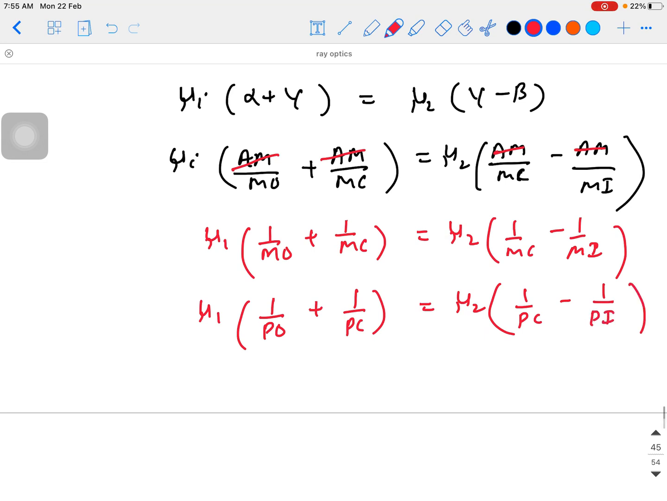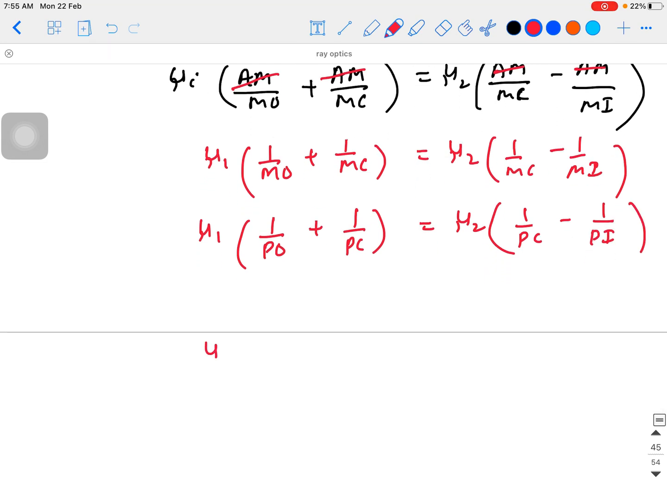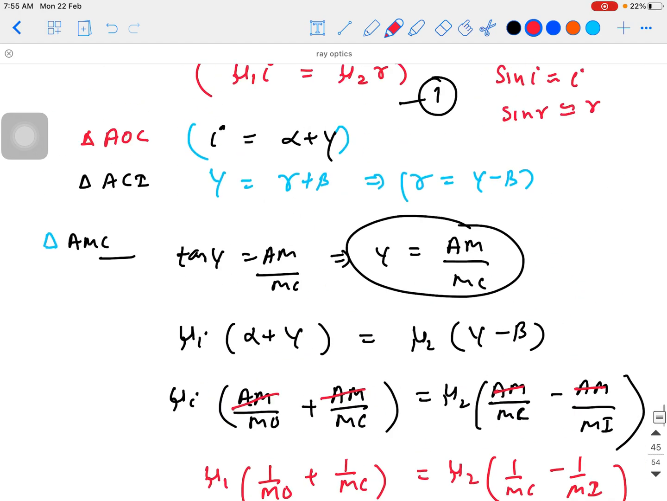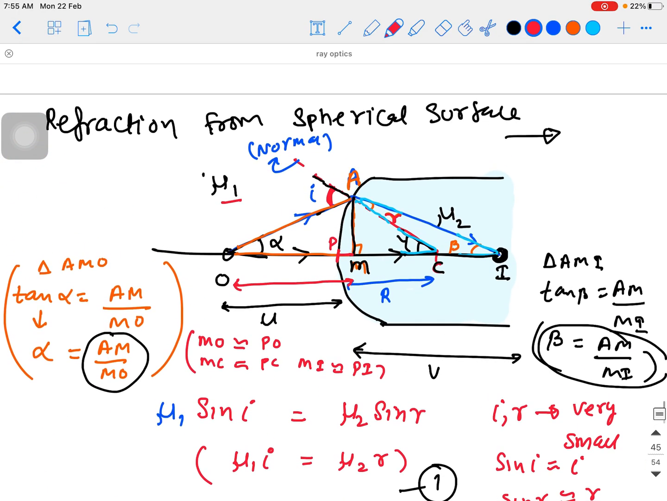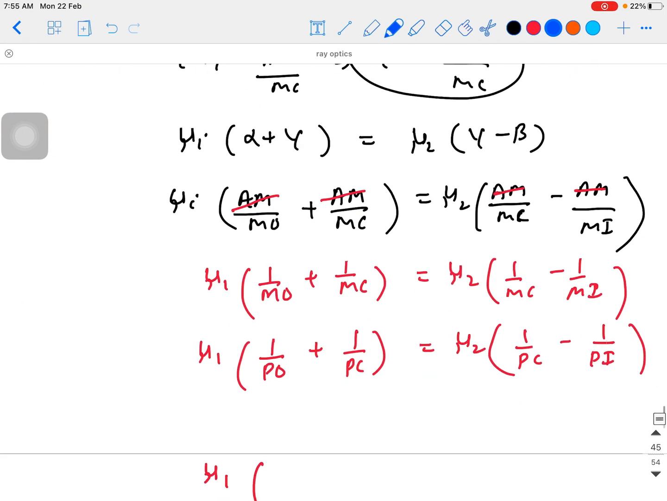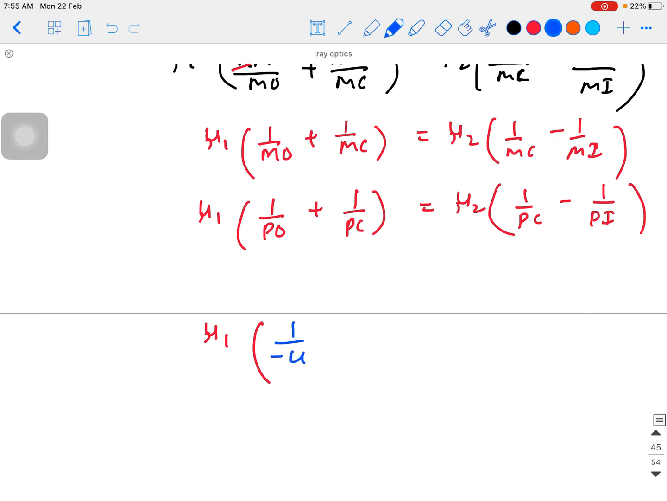Now listen carefully, mu1 1 upon PO, that is what? Object distance from the spherical surface. PO is the object distance from the spherical surface in this direction. This direction I will take negative, so I will write 1 upon minus u plus 1 upon PC. PC is what? Center of curvature from the spherical surface, that will be plus R, is equal to mu2 1 upon PC, means plus R, minus 1 upon PI. PI is what? Image distance from the spherical surface.